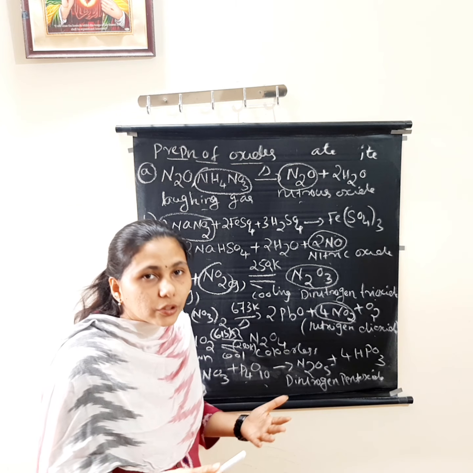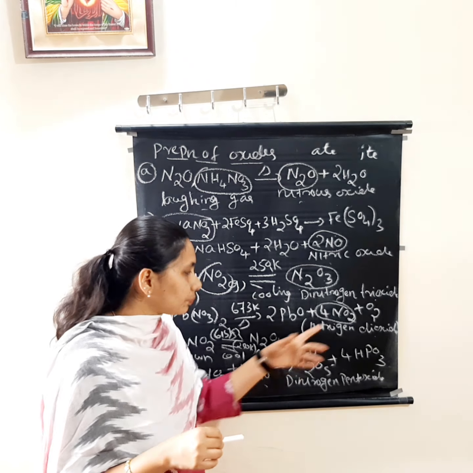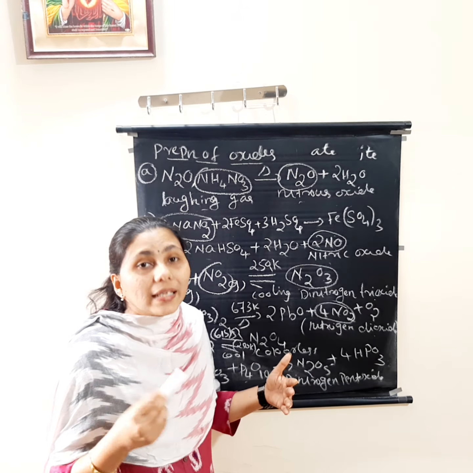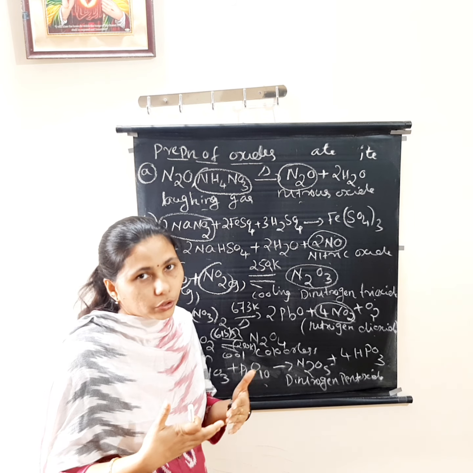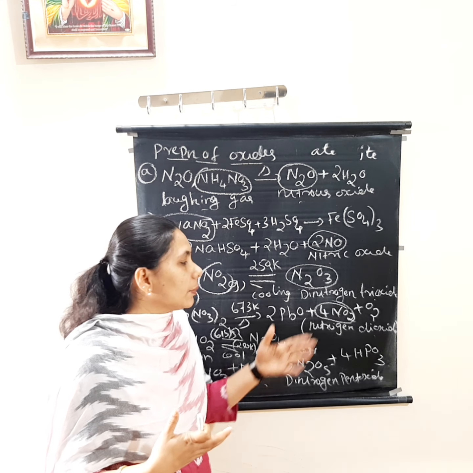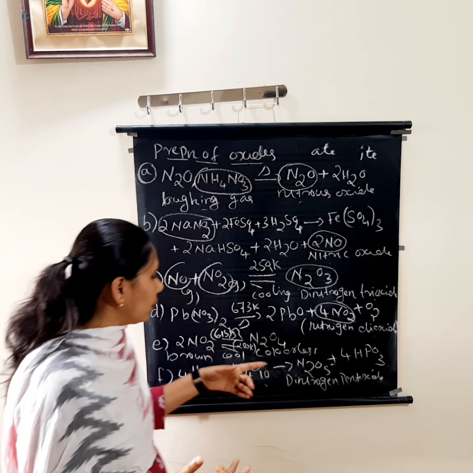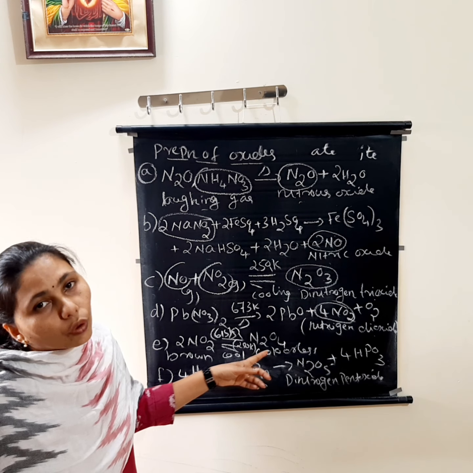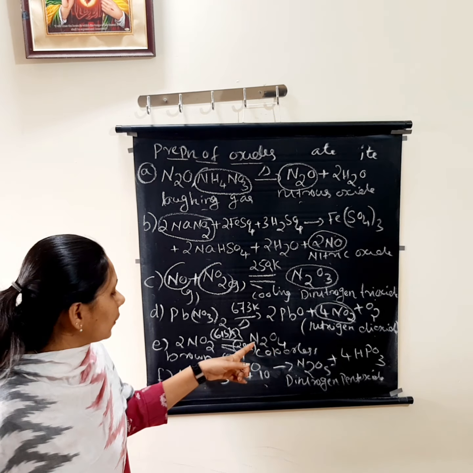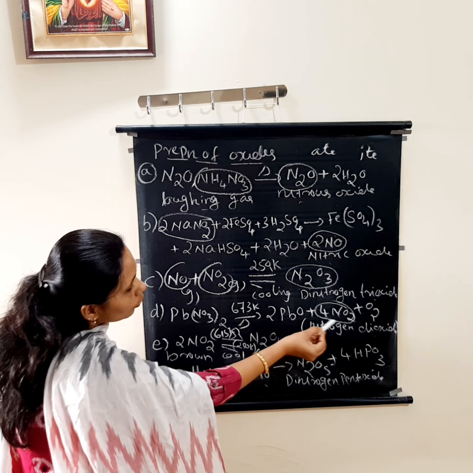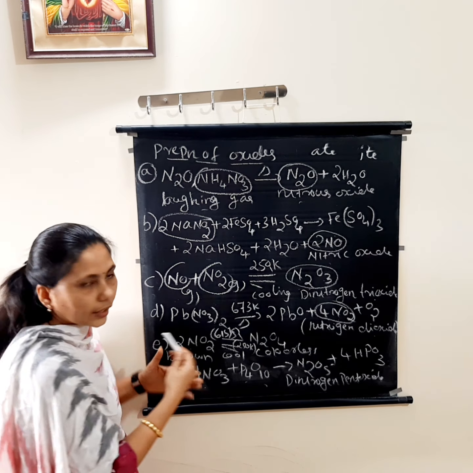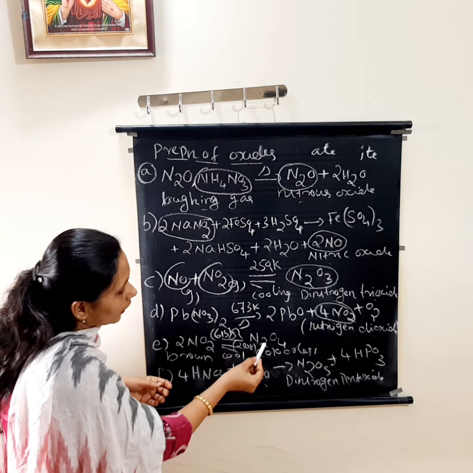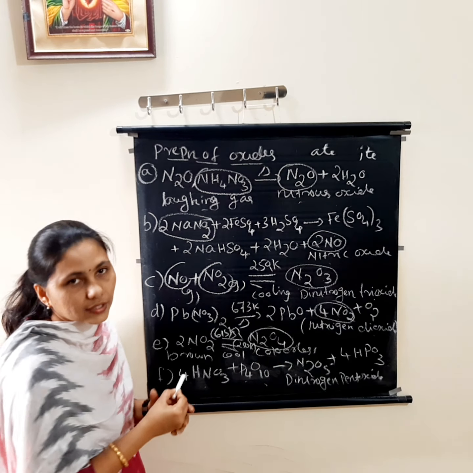To convert that into a stable compound, it will undergo dimerization. Dimerization means 2 molecules combine together. It will undergo dimerization, and we will get a stable N2O4. That is, 2 molecules of NO2 undergo dimerization and we get N2O4. It is a stable compound.